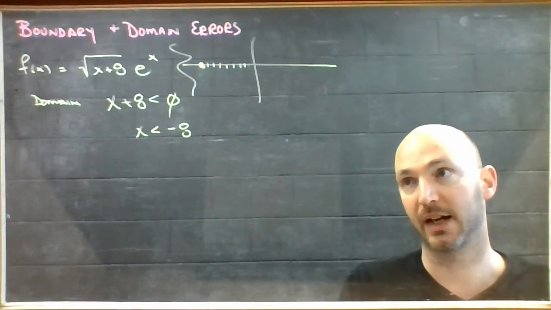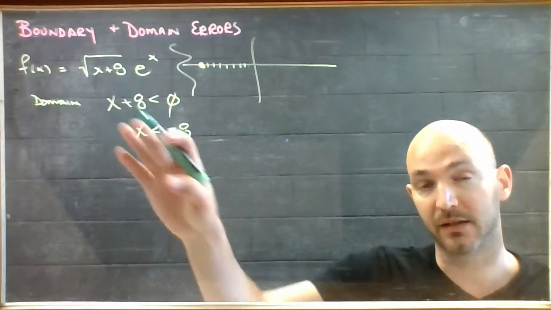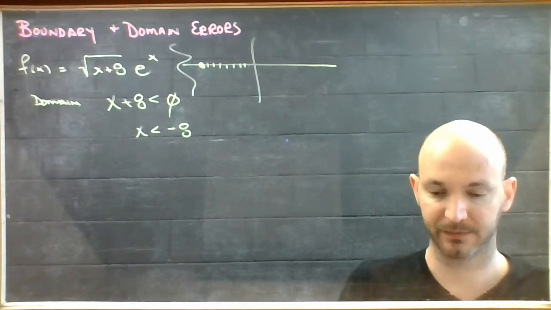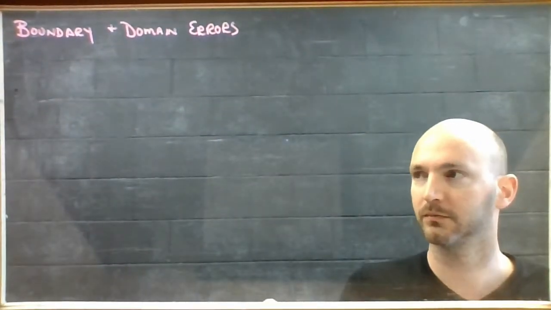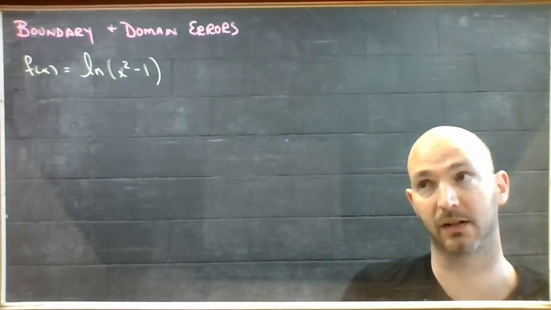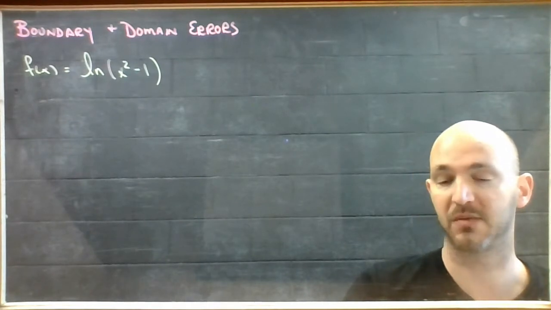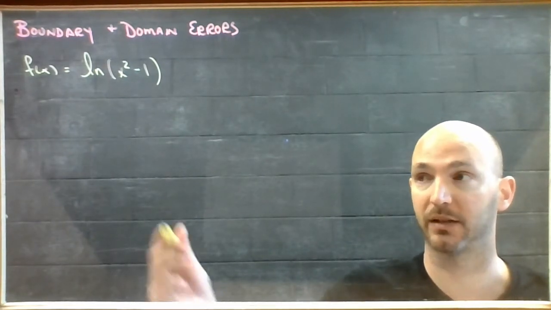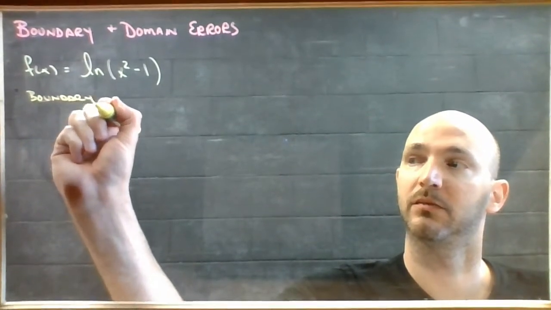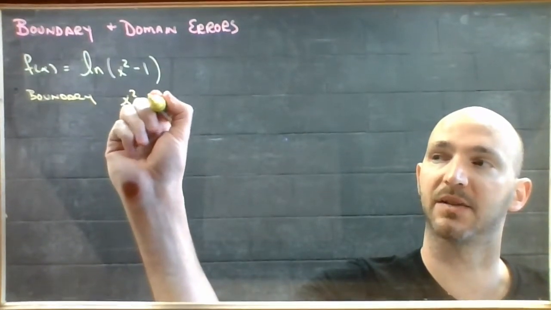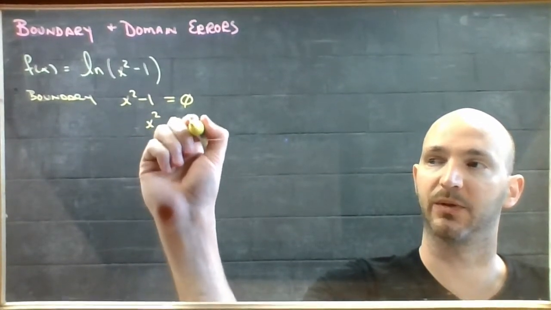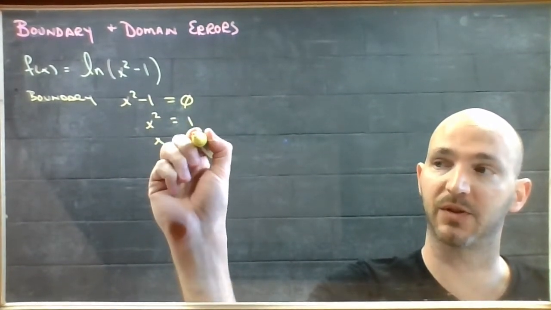I don't have to worry about checking boundary errors for this one because the radical doesn't produce boundary errors. So it's not an issue for this particular example. Okay, so for a function like this, ln of x squared minus 1, ln produces both boundary and domain errors, so I have to check them. It will have boundary errors whenever x squared minus 1 is equal to 0. So that would make x squared equal to 1, so x would be the square root of that, which is plus or minus 1.